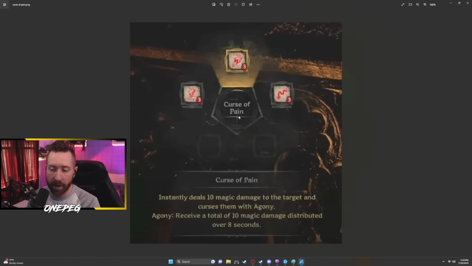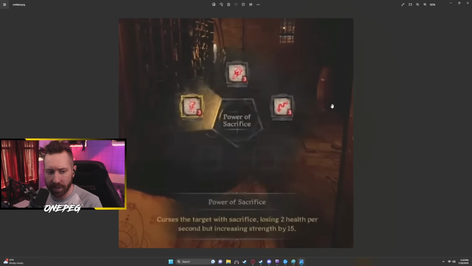If you curse somebody with Curse of Pain or Curse of Weakness, it appears that the Torture Mastery ability ends up giving you a little bit of HP regen as a result of hitting them. But we don't know exactly what the tooltip says, because even though I tried combing the video, I don't think I ever saw a moment where that actually happened.